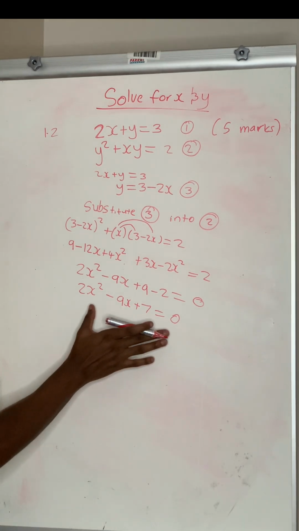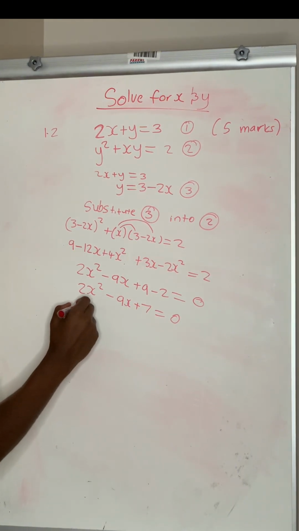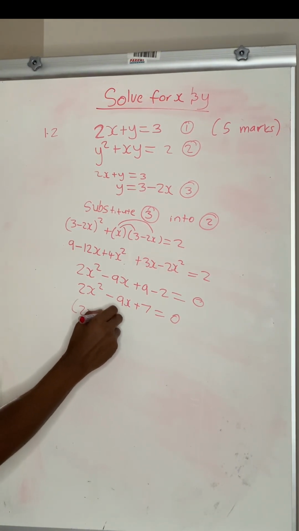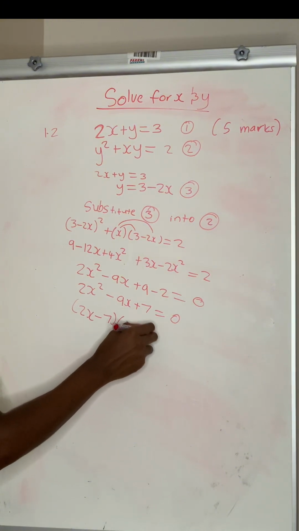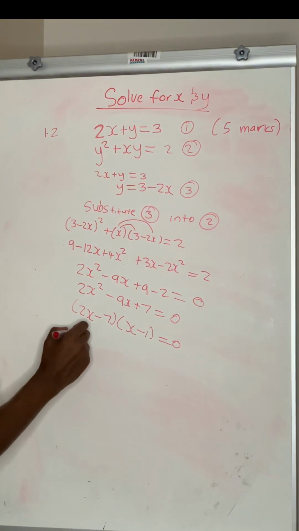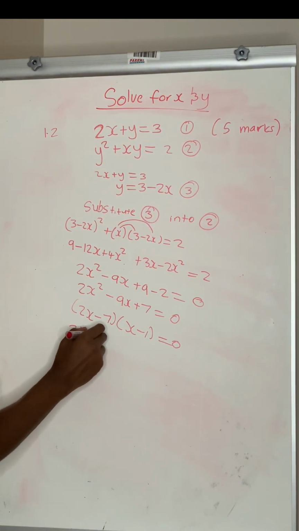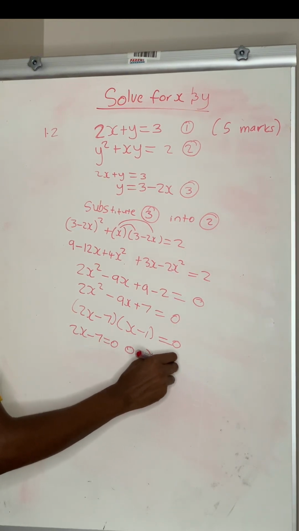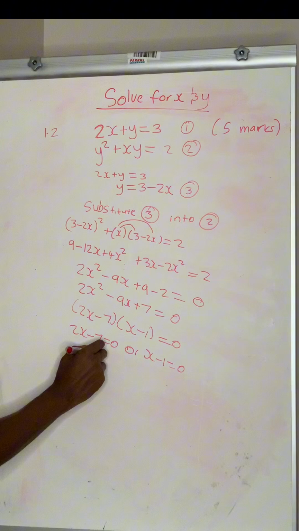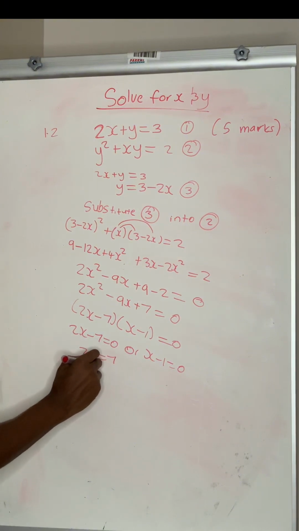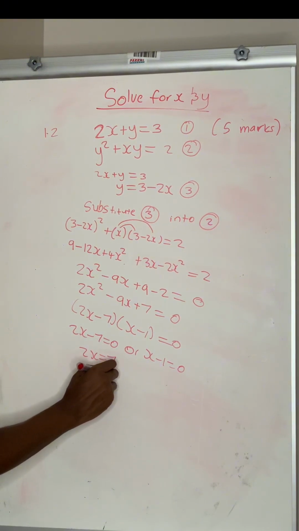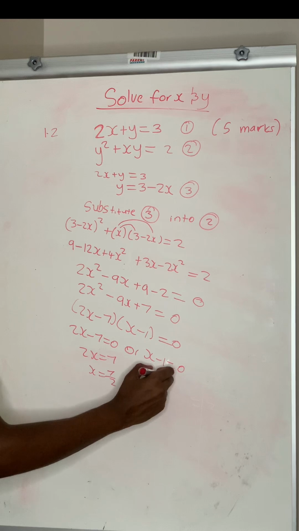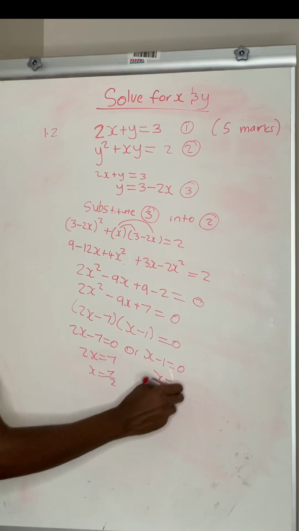Then from here we can then factorize this. It's going to be 2x minus 7 times x minus 1 is equal to 0. 2x minus 7 is equal to 0, or x minus 1 is equal to 0. 2x is equal to 7, and then x is equal to 7 divided by 2. This is going to be x is equal to 1.